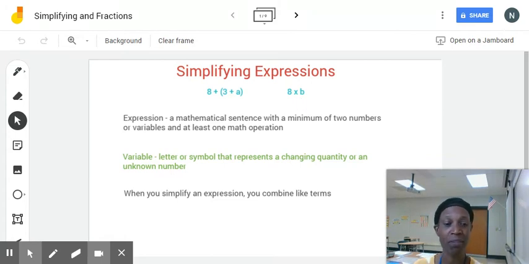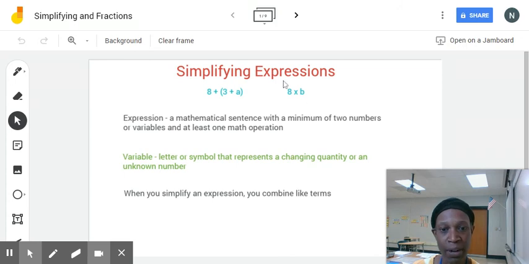So when you simplify expressions, what you do is you combine like terms. So you take a look at the expression and you ask yourself, are there any terms that are alike that I can combine? So let's look at this one. We have an 8, a 3, and the letter a. 8 and 3 are both numbers, so we can combine those. Those are like terms. The a is by itself. There aren't any other terms that are like that a.